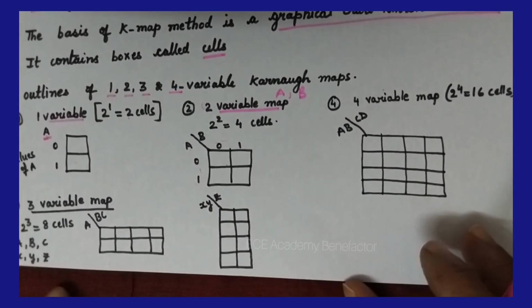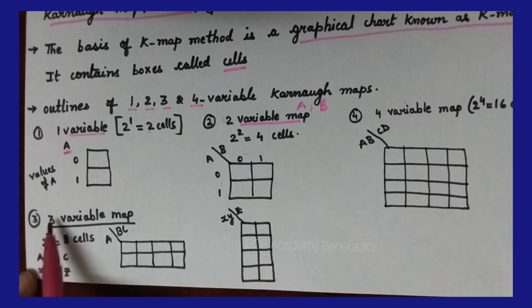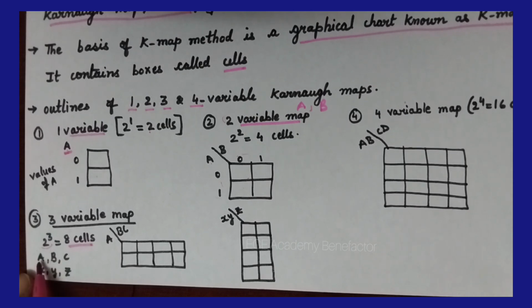Now coming to the 3 variable K-map. 3 variable means 2 to the power 3. It means it will have 8 cells. So variables we can take either in capital letters or in small letters. Any variable we can take, capital A, B, C or small x, y, z. So a 3 variable K-map can be drawn either in the horizontal way or in the vertical form.